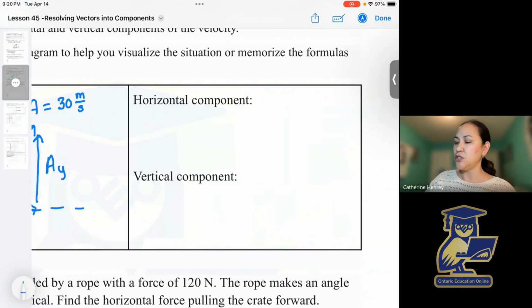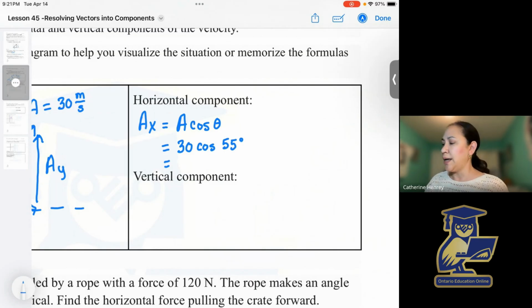So from the other page, the x component is equal to the magnitude of the vector times the cosine of the angle. In this case, we have 30 meters per second times the cosine of 55 degrees. You use your calculator, make sure it's in degree mode, and what we get is 17.2 meters per second, and we have to have a direction. This is the horizontal component, so we're going to put to the right.